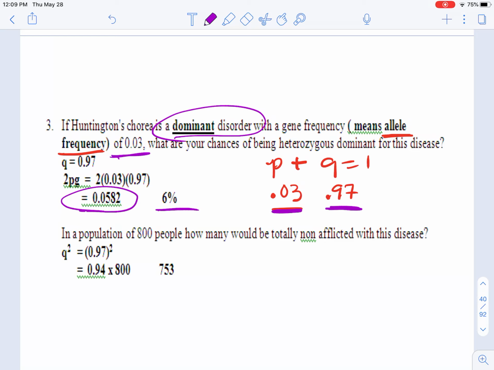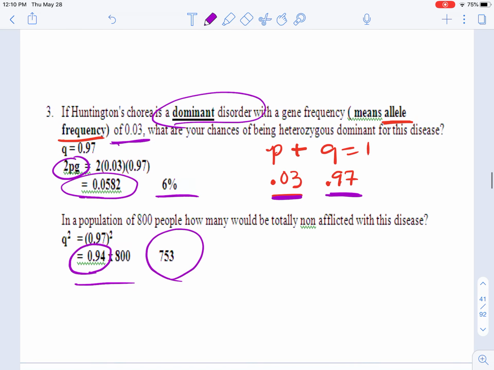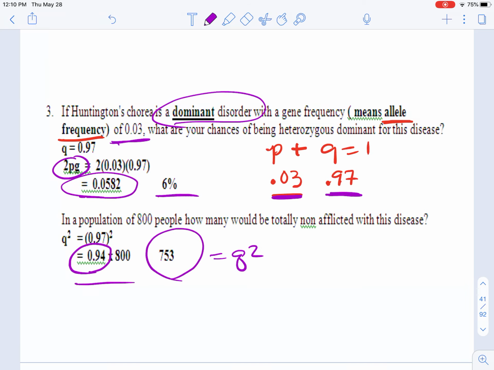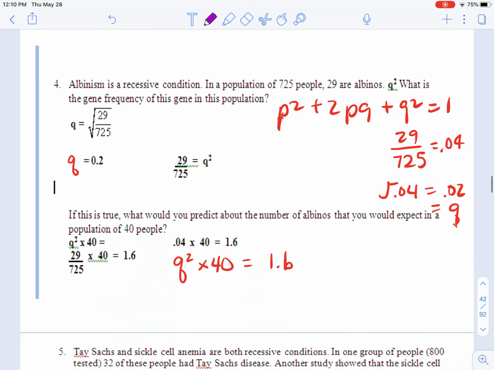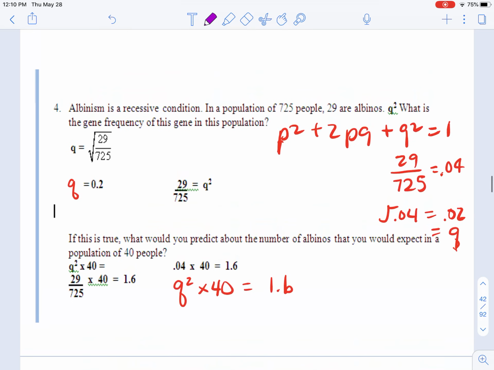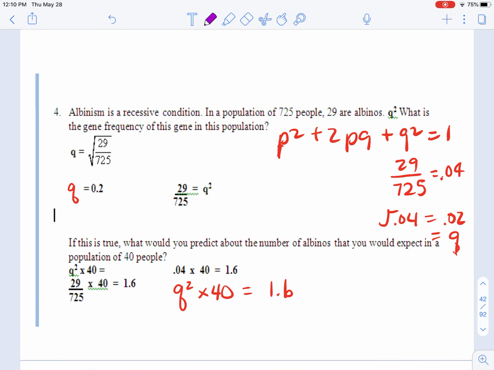And you get 0.06, times 100, 6% are heterozygous. And q squared would be 0.97 times 0.97, which is 0.94. In 800 people, you just multiply by 800 to see how many are actually not going to have this disease, because remember that it's a dominant, so everyone who is homozygous recessive doesn't have it.